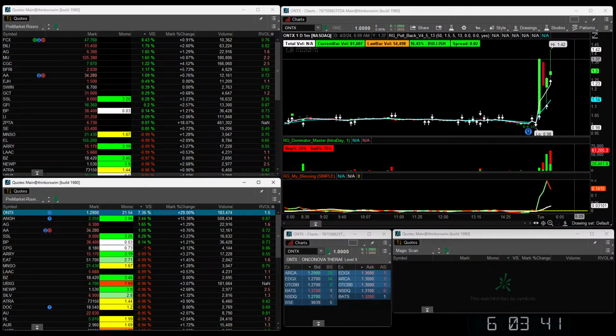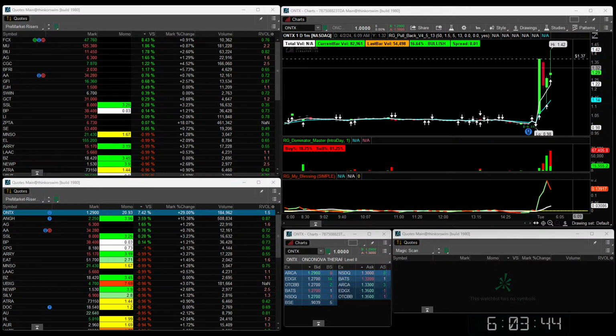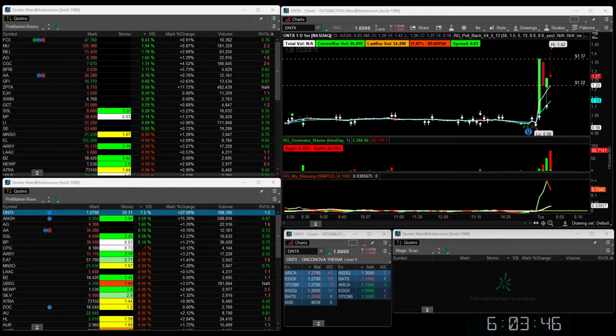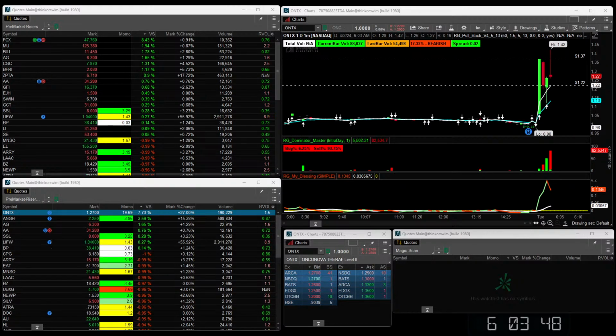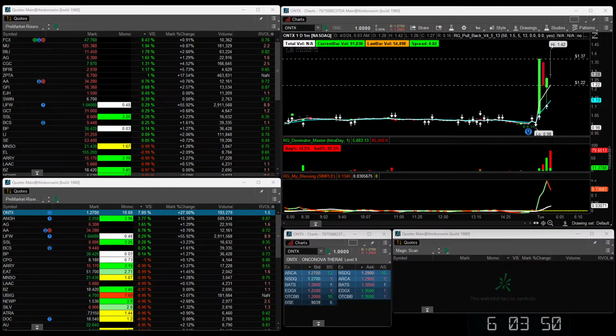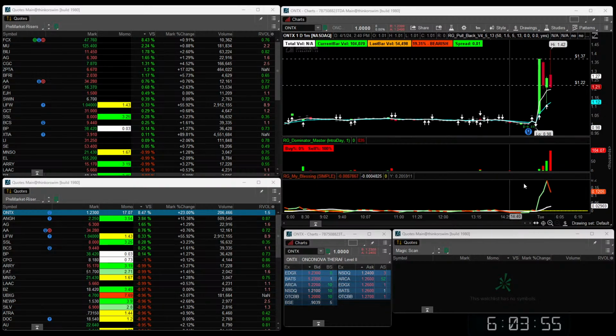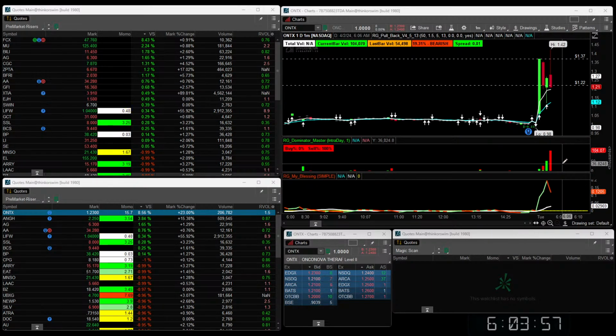ONTX. Go ahead and mark resistance level. This would be the support down here. Let's see if we can get it to rise. We're watching these dominator bars right down here at the bottom. They need to be green, not red.